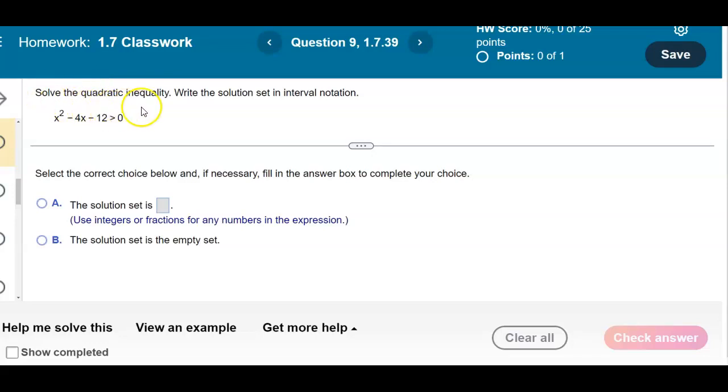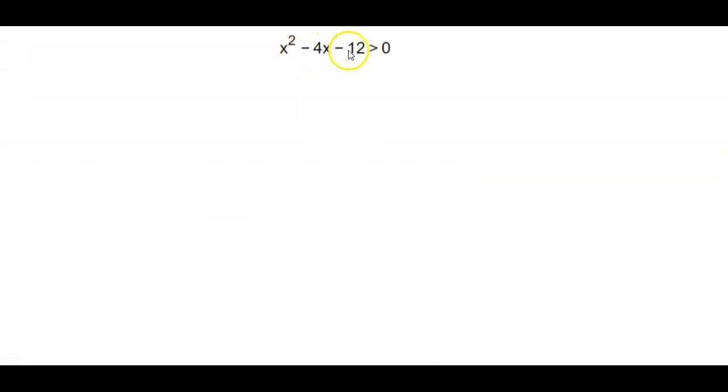Solve the quadratic inequality and then write the solution set in interval notation. We have x squared minus 4x minus 12, which is greater than 0. Okay, so here's our quadratic inequality. Now, the first thing we need to do is find the interval boundaries. So how do we find the interval boundaries?